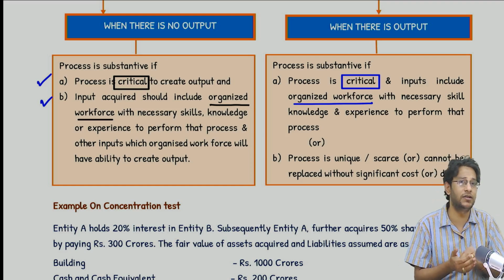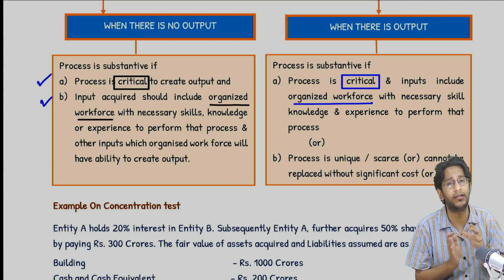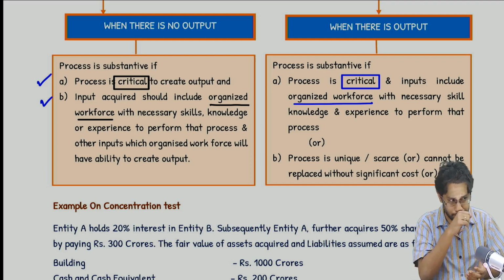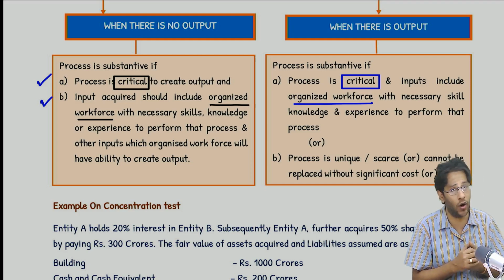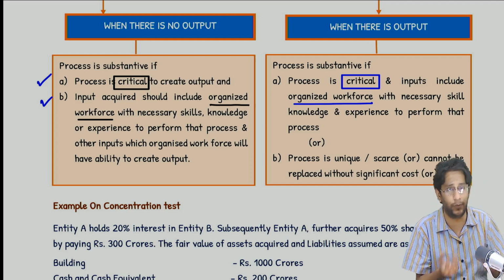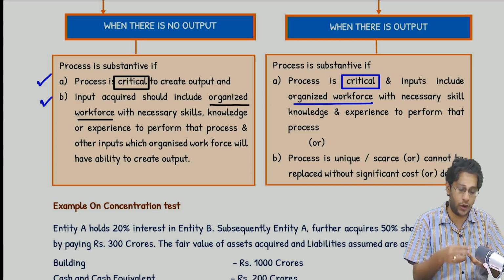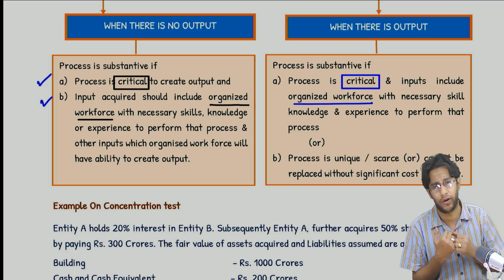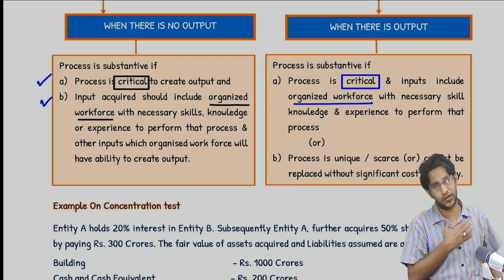Now when you establish that this is a business, then only further accounting under Ind AS 103 will be applicable. Suppose you fail, you tell me that sir, the input I am not taking over, or I did not take over any process. Either you don't take over input or you don't take over processes at all. In that case, whatever you have acquired is not a business combination transaction.